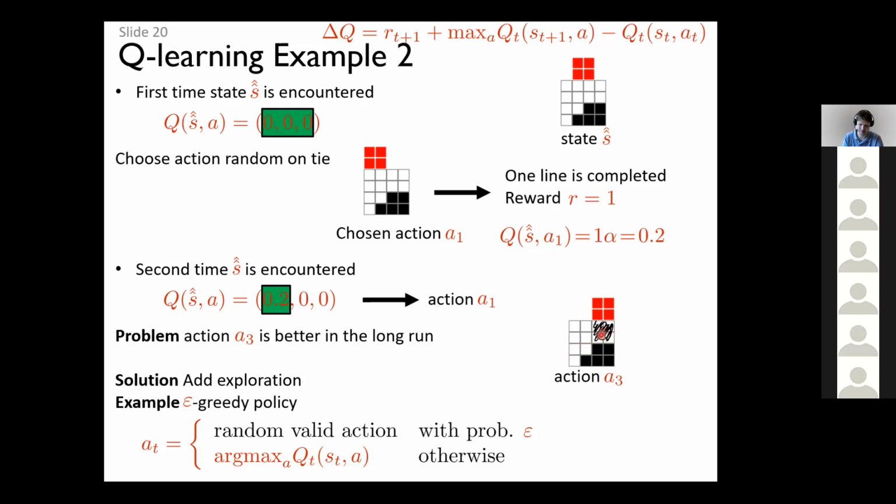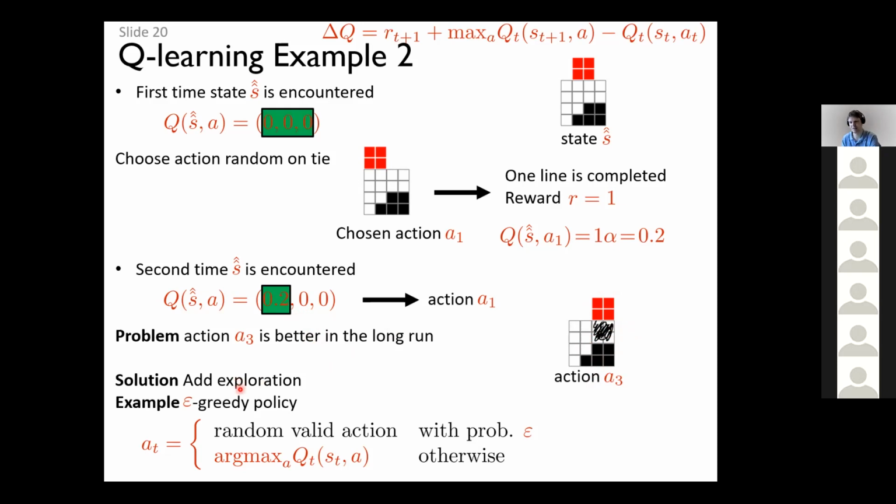So in fact, this is a much better state to be in for the future compared to what you get by completing a single line by placing the block here. So if we just choose the optimal action at all times, we will miss this structure or these possibilities. And the solution, so we can also find these strategies that initially seem suboptimal, is to add exploration.